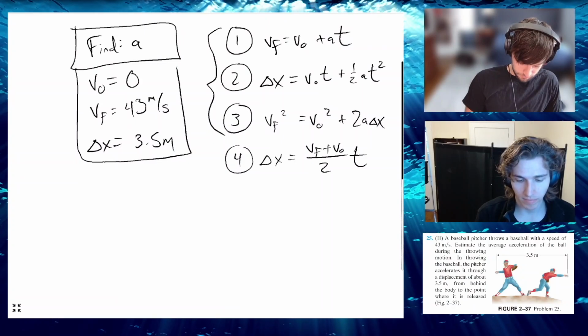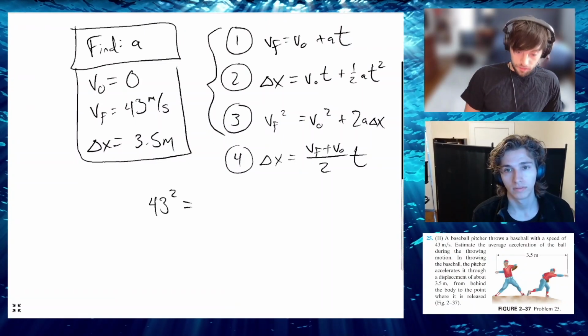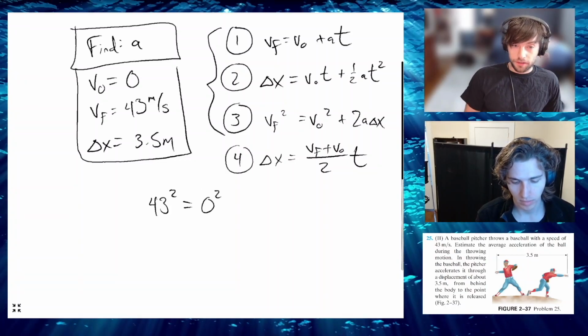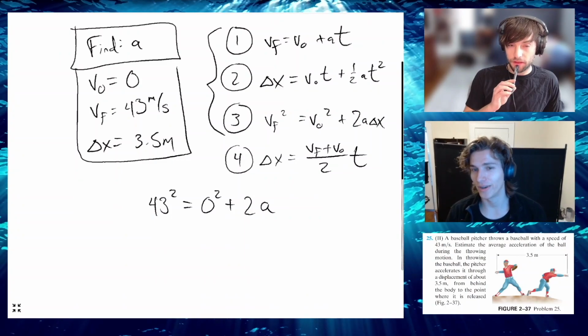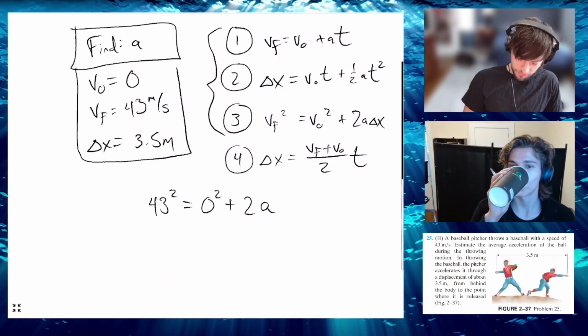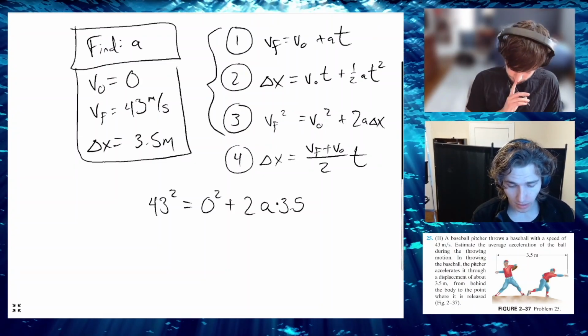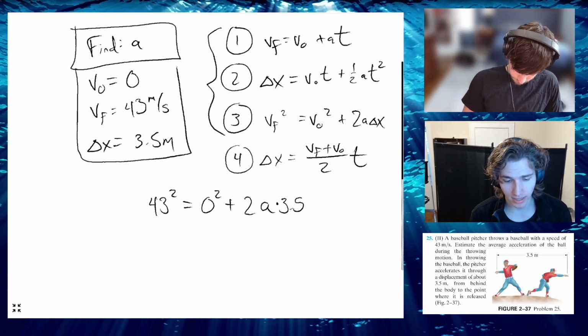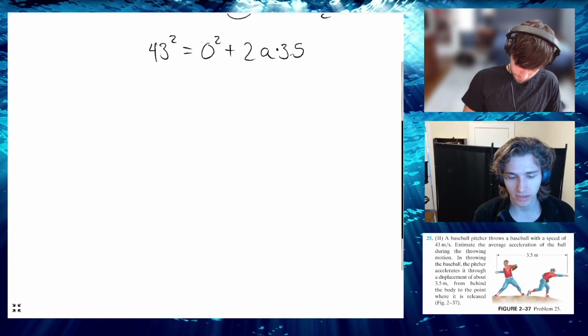Can you help me fill it in? 43 meters per second squared equals 0 plus 2 times A, A is our unknown, right? A is our unknown, times 3.5. Nice. All right, now we just have to do algebra to solve for the acceleration, right? Right. Let's begin rearranging this. What's the first thing I can do here, Matt?